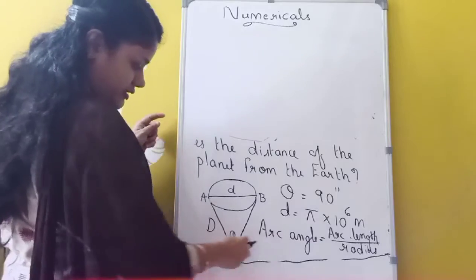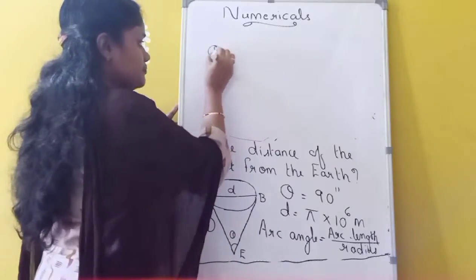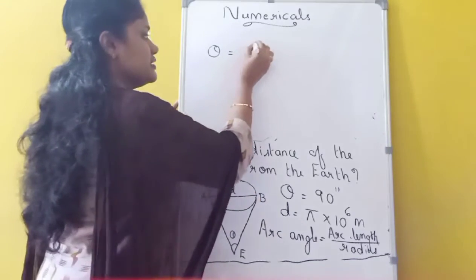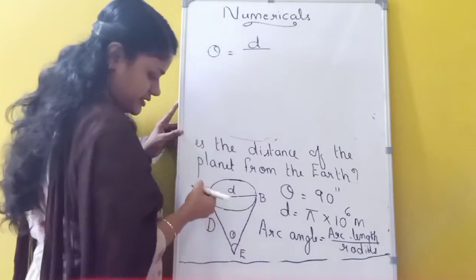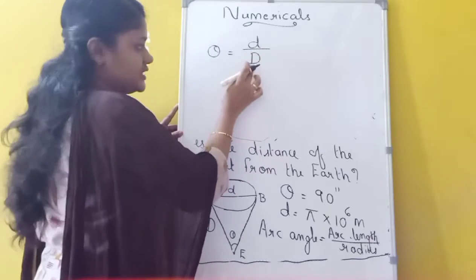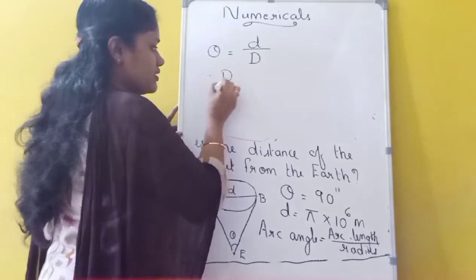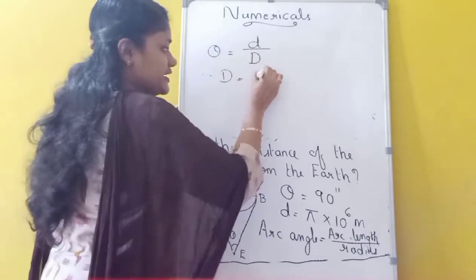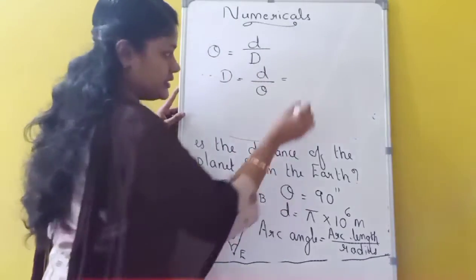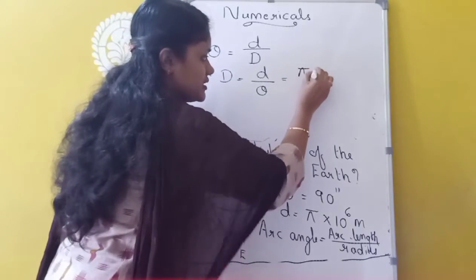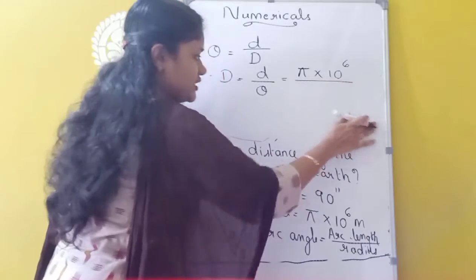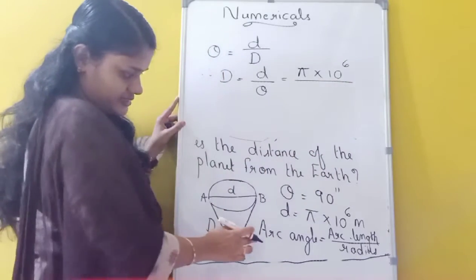So we have arc angle, that is taken as theta. Arc angle equals arc length, meaning this one, diameter small d, divided by radius, that is capital D. So from this we have to find which one? D. So therefore D equals small d divided by theta. Now substitute the values. What is d here? Pi into 10 raised to 6 divided by, so we have to substitute for theta. Theta is the arc angle.